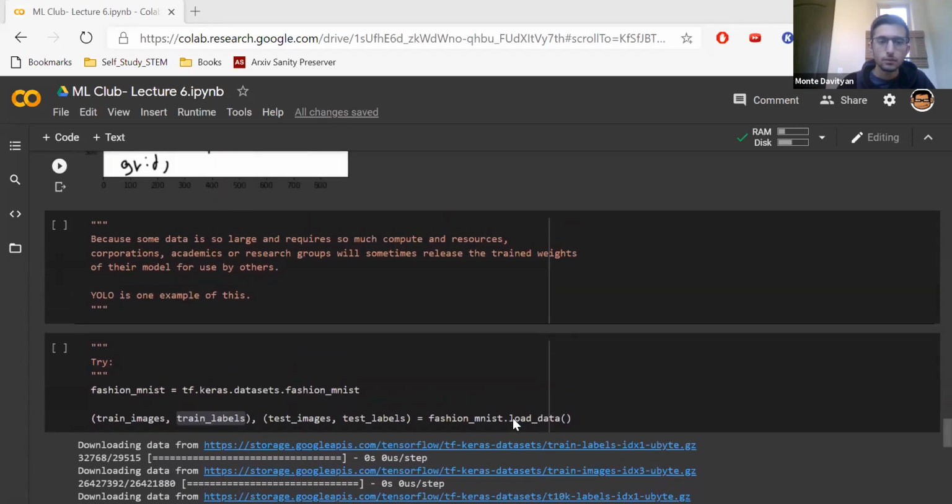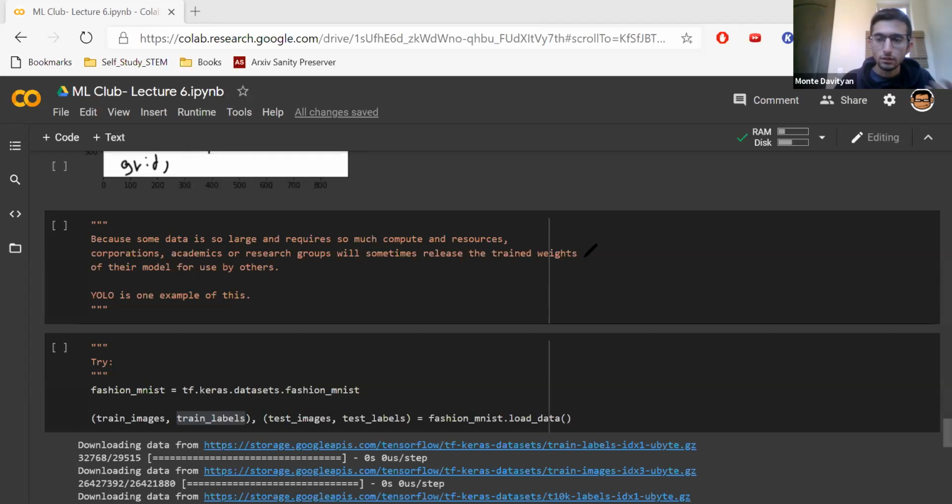And there's actually something I just want to touch on. We won't go into it too much, but because some data is so large, and because the convolutional case requires so much resources, you need a lot of GPUs, a lot of power, a lot of computational resources. A lot of corporations, Google, Facebook, etc., or academic or research groups, they've implemented the YOLO algorithm, let's say, and they've trained it. And it's not feasible for other people to do the same.